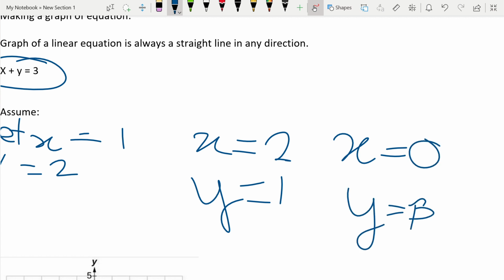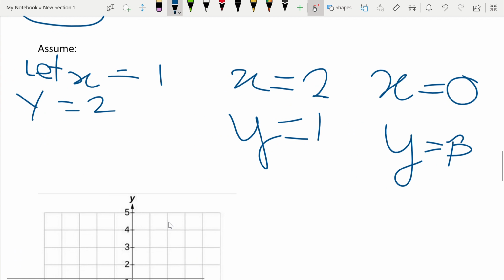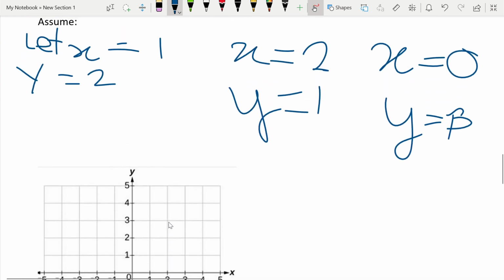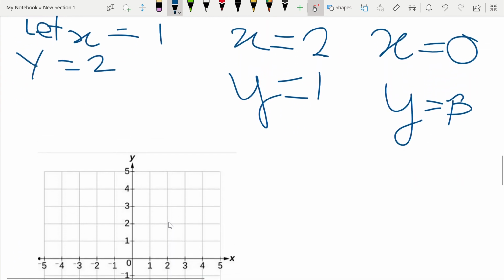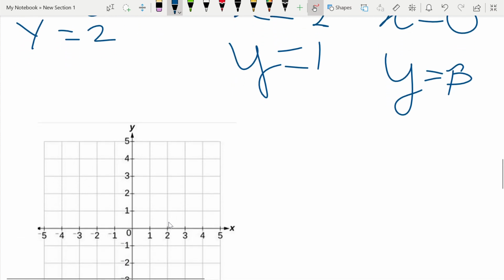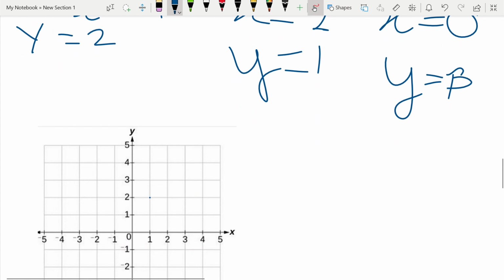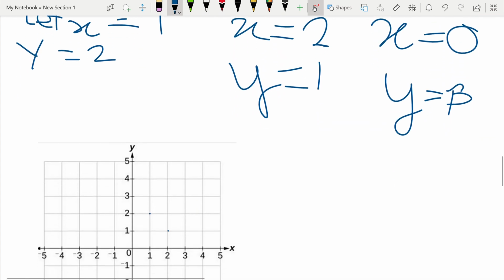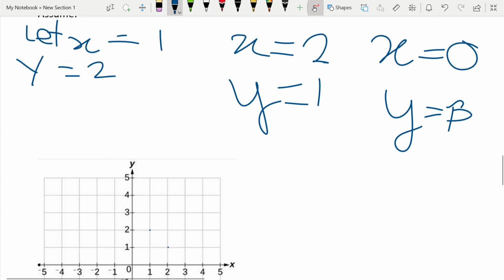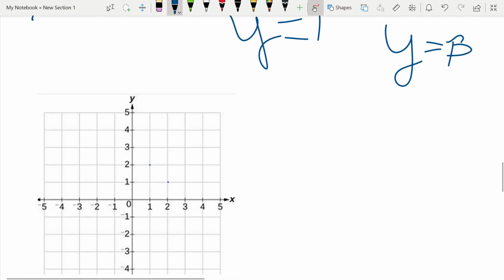So let's draw that graph. If x is 1, then y is 2, so that's going to be there. If x is 2, then y is 1. If x is 0, then y is 3.